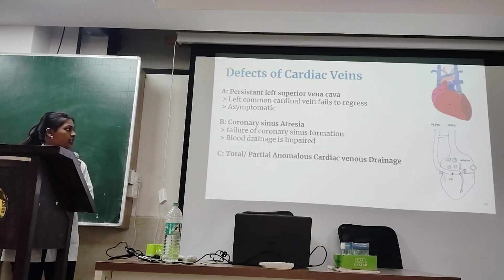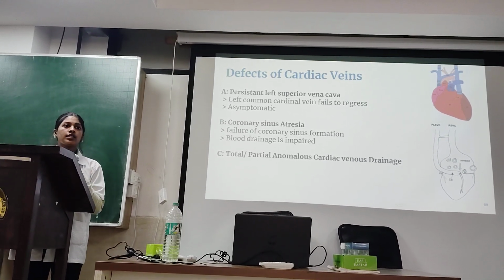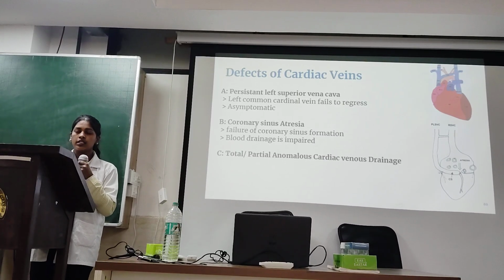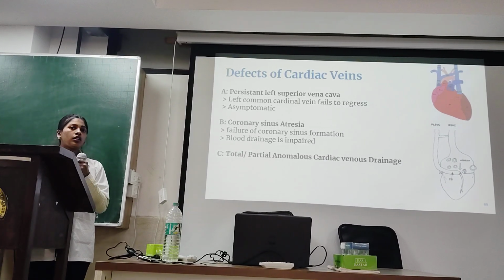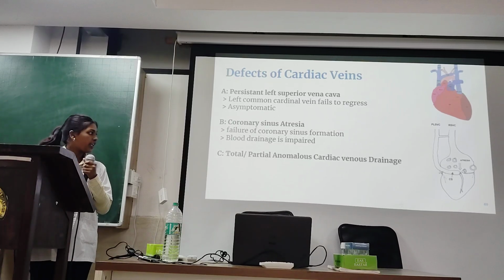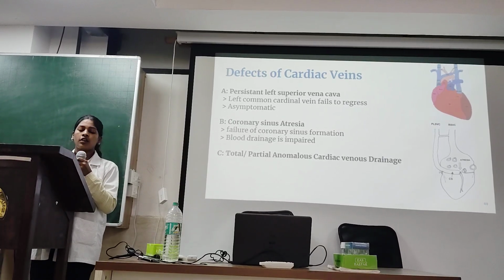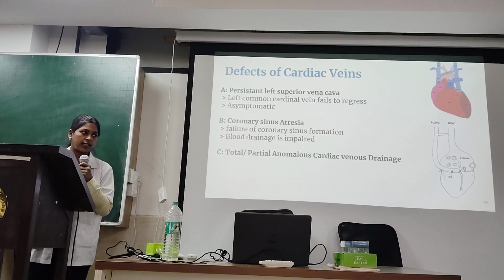After this, we have coronary sinus atresia. It simply means the failure in the formation of the coronary sinus, which will lead to impaired blood drainage. Another anomaly is total or partial anomalous cardiac venous drainage, which is quite rare in human cases. Thank you. That was all from my side.